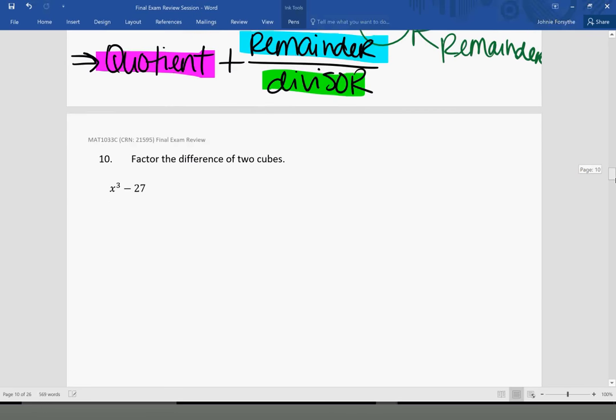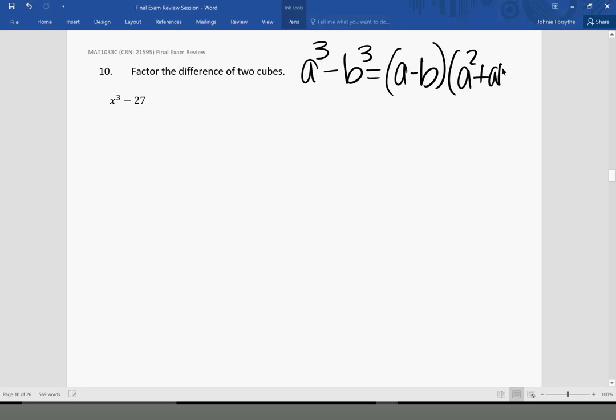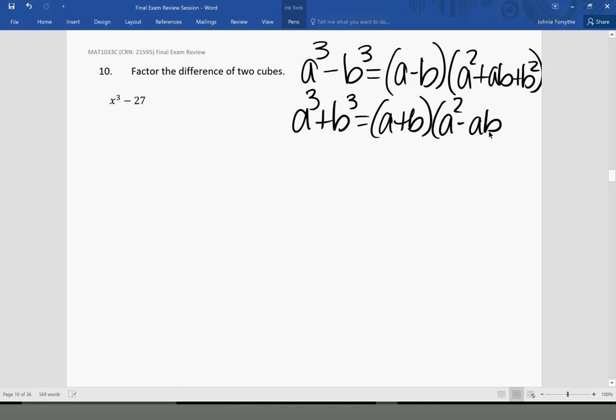Okay. Let's keep the party going. Factor the difference of two cubes. So you do need to know that factor pattern. So a cubed minus b cubed. And we'll also do a cubed plus b cubed just so you can see it. So the way that factoring pattern is it's a minus b times a squared plus ab plus b squared. Just so we can have it, a cubed plus b cubed is very similar. It's going to be a plus b times a squared minus ab plus b squared.